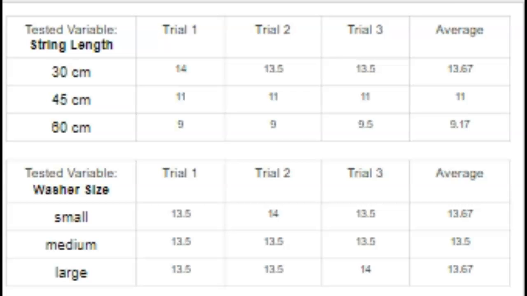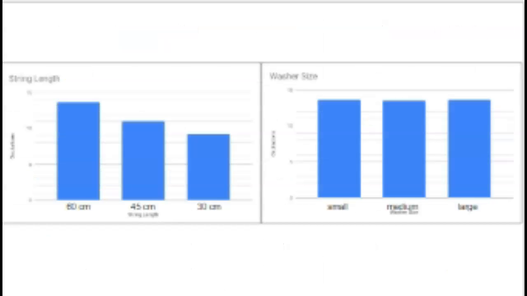In the data chart, you see all 3 trials that I did and the averages. Now let's look at a graph of the averages. And it clearly shows a decrease in the number of complete oscillations as the string length is increased. Why is this? Well, think about it. The force acting on the washer is gravity, which is constant. When the string is longer, the washer has to fall farther, traveling a longer distance, which takes more time.